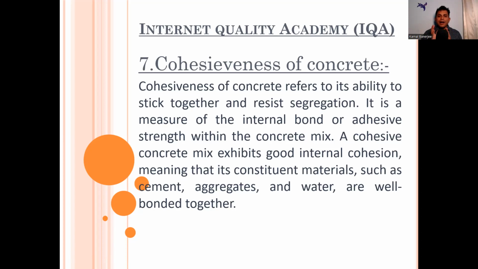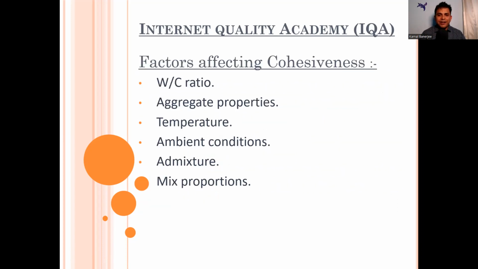It is a measure of the internal bond or adhesive strength within the concrete. What is the internal bond? The internal bond between the aggregates, the coarse aggregate, the fine aggregates, the cement, or the water, which makes it a solidified mass. That is cohesiveness. A cohesive concrete exhibits good internal cohesion, meaning that its constituent materials such as cement, aggregates, and water are well bonded together.